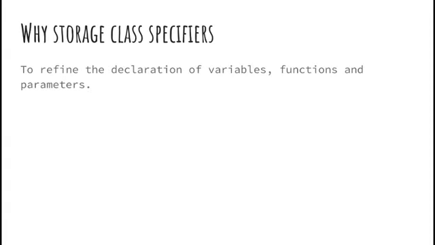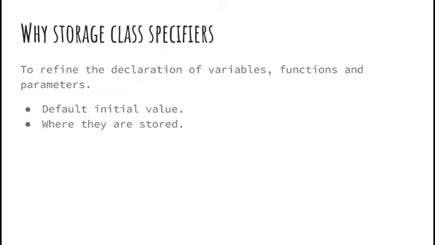The reason we use storage class specifiers is to refine the declaration of variables, functions, and parameters. So there are certain things which we can control using storage class specifiers. They are default initial value, then where they are stored, whether our variable will be stored in a register or in a memory location. The linkage, this means that we can declare external variables also, which means that some other file can define the variable which I have declared in my current file. Then the scope and lifetime.